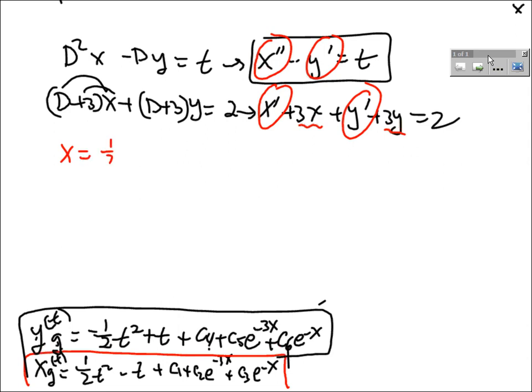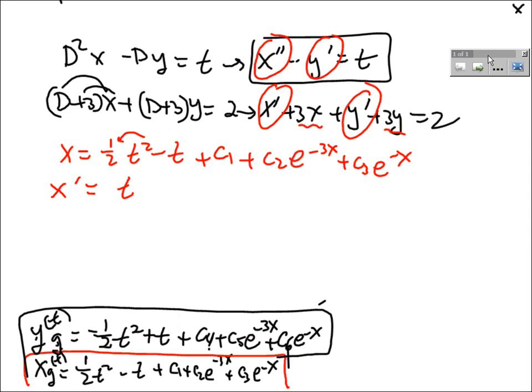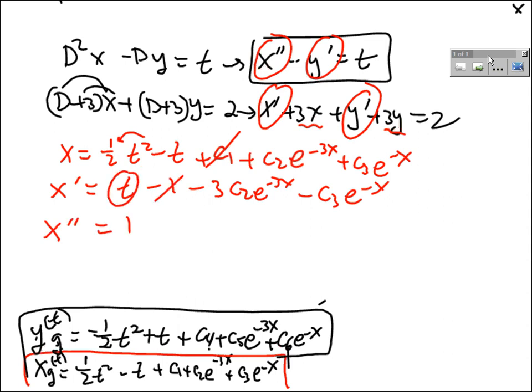X is 1/2 t squared. This is coming right from the bottom. So x prime will be t. 2 times a half, or half of 2, is 1 times t. Minus 1, constant leaves, minus 3 c2 e to the negative 3x, minus c3 e to the negative x. That's x prime. X double prime: derivative of that is 1. Derivative of that is 0.